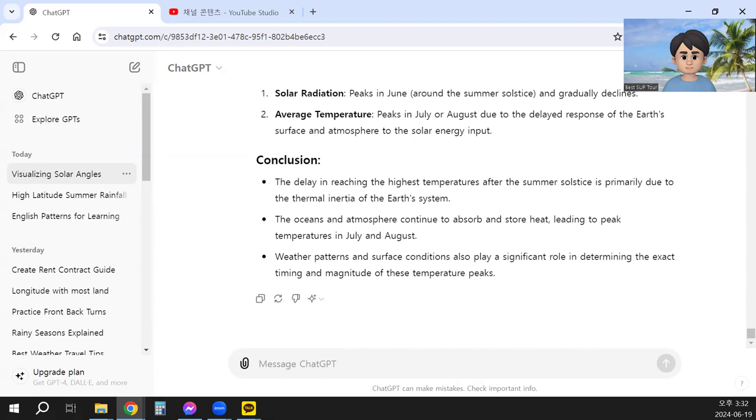I reviewed the highest temperature in higher latitudes after summer solstice, and some regions. If the AI gives a graph or a map, it might be useful, but it's okay with only text. I can review what I learned, and by doing that, I can understand about the best weather in the world.